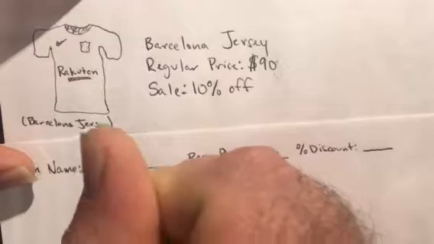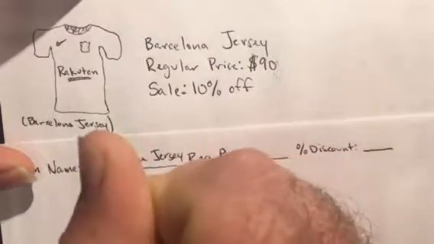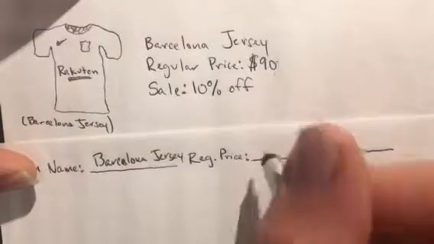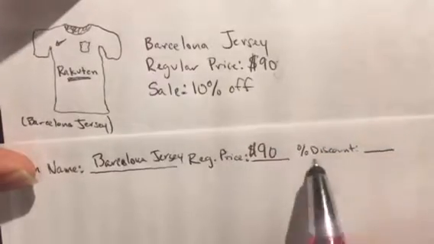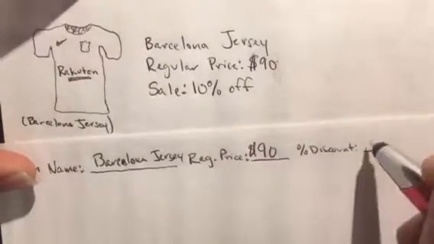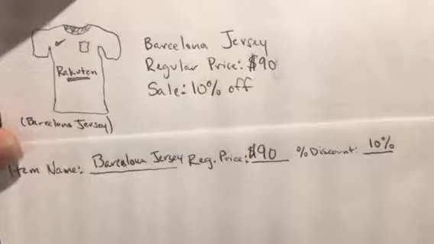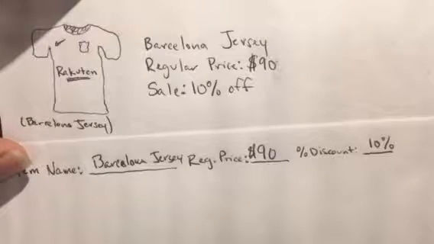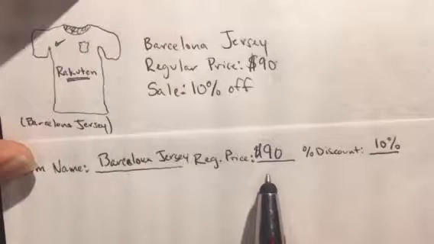So our item name, we know, is the Barcelona jersey. And we know the regular price is $90. The percent discount is 10%. So there's a 10% discount. When we use that word discount, that means it's 10% less than what the original price is, which in this case is $90. Now we have to find out what is 10% of $90.